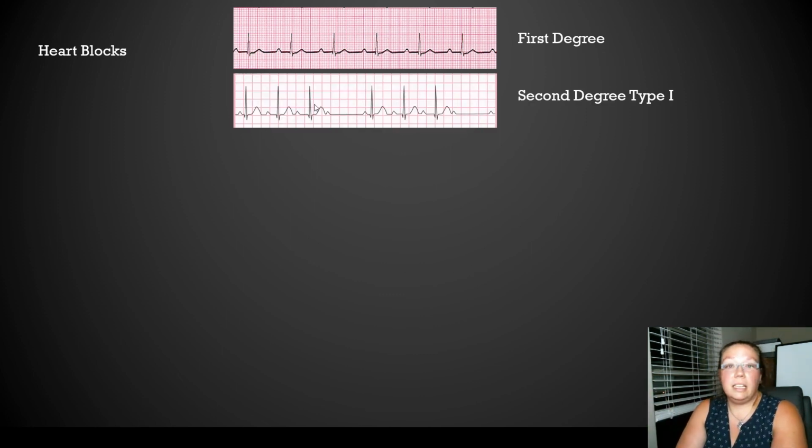Then we got second degree block, and there's two types of second degree block, Mobitz type 1 and Mobitz type 2. So Mobitz 1, out of the second degree blocks, this is my favorite, Wenckebach, second degree type 1. What happens here? Well, P said something to QRS and said, hey, we're in this together, we're married, so get yourself in gear, we need to do this. We need to work this out. QRS goes, okay.